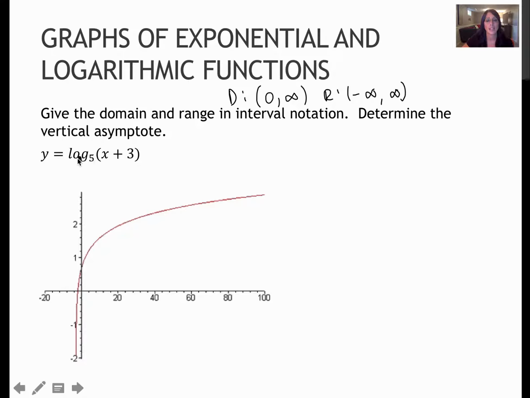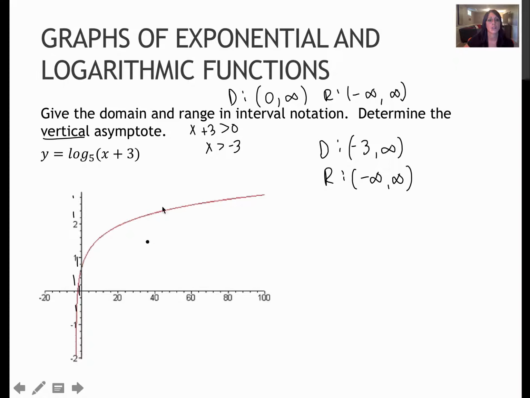I know that whatever I'm taking the log of needs to be greater than 0. So I'm going to set x plus 3 to be greater than 0, which means if I subtract 3, x is greater than -3. So my normal domain of 0 to infinity is now a domain of -3 to infinity, because notice I've got some values that are below on the negative side. The range is not going to be affected by that, negative infinity to positive infinity. The vertical asymptote, that's the asymptote up and down, would be, of course, the line that would be right here, which would be x equals -3.